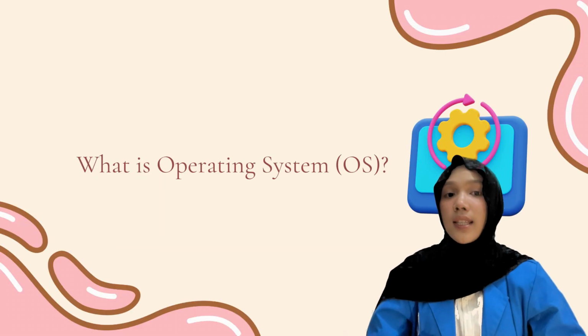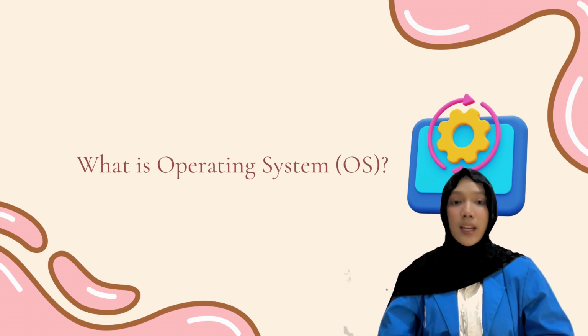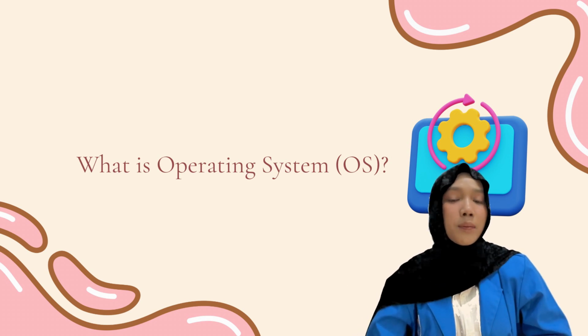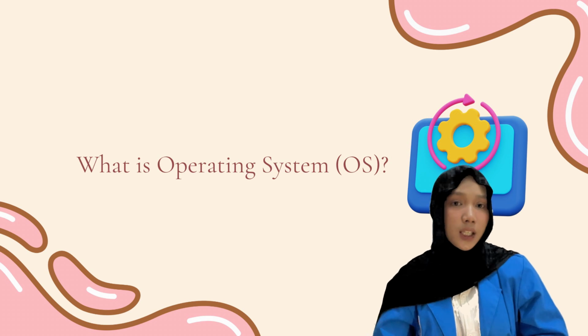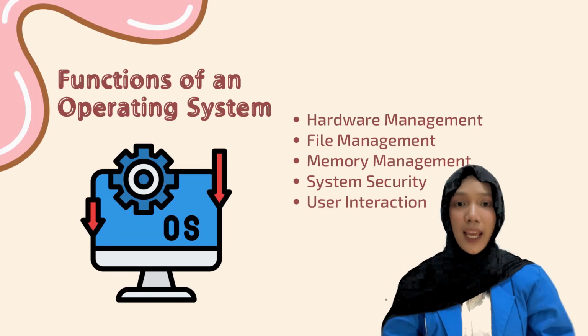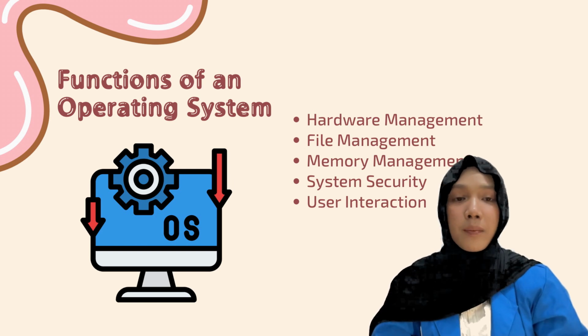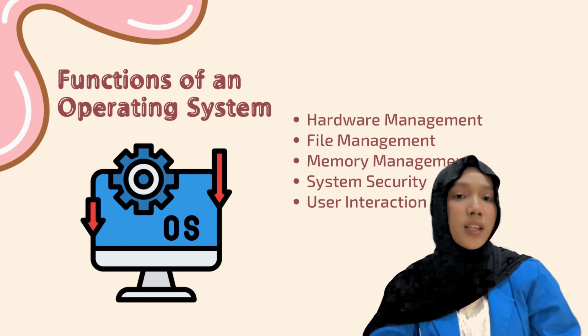An operating system is software that acts as an intermediary between the computer's hardware and the user. It manages the computer's resources, enabling other applications to run efficiently. Next, functions of an operating system. Hardware management controls the CPU, RAM, and other devices.